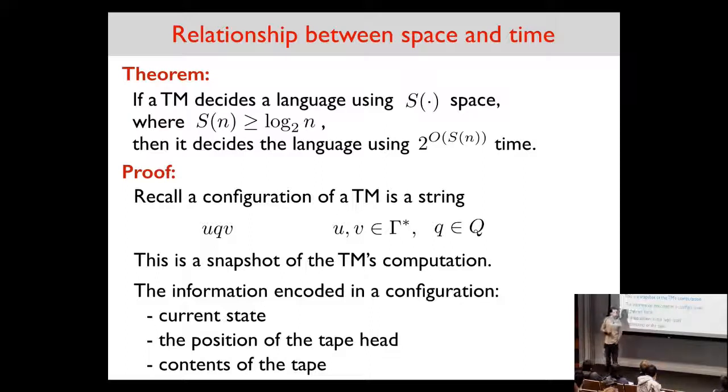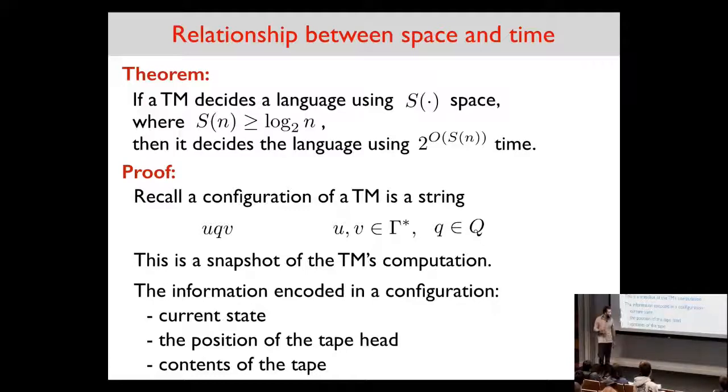There are 3 things that it encodes. First of all, it encodes the current state that the machine is in. It encodes the position of the tape head, where the head of the machine is. And then it also encodes the contents of the tape. So 3 pieces of information.